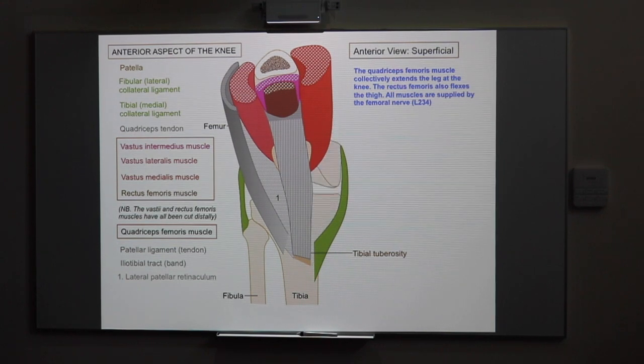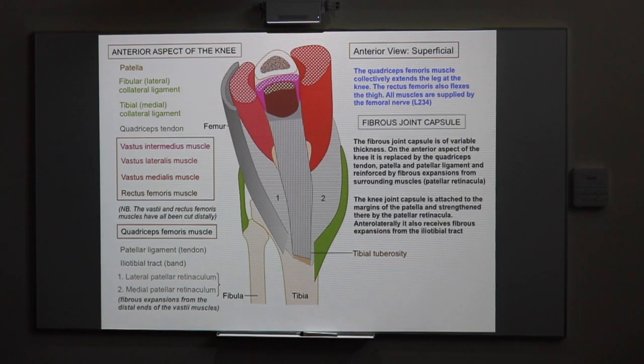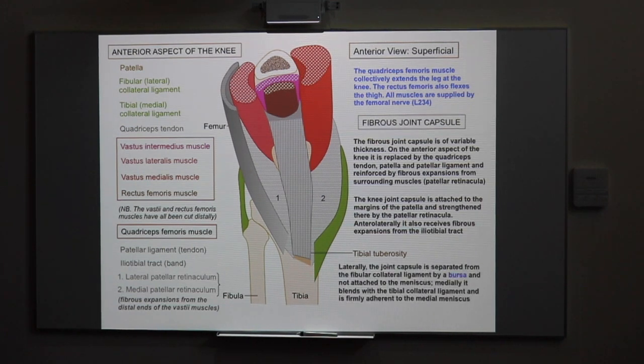These two, before, were open. There was no capsule visible here. So these two retinacula are the ones closing this space and stabilizing it. Now, what is happening further? So now the fibrous joint capsule, we talk about it. What is happening to that?